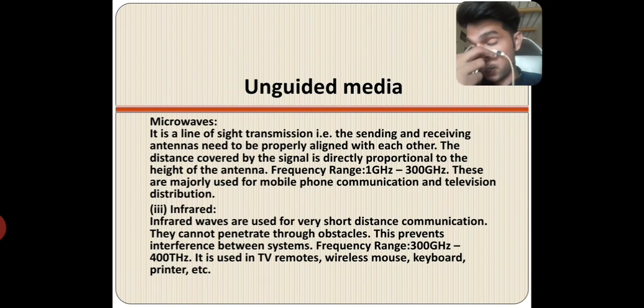And the third and last topic of unguided media is infrared. Infrared waves are used for very short distance communication. They cannot penetrate through obstacles. This prevents interference between systems. Frequency range 300 GHz to 400 THz. It is used in TV remotes, wireless mouse, keyboard, printer, etc.